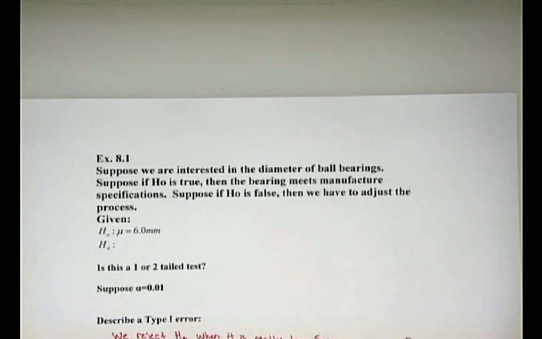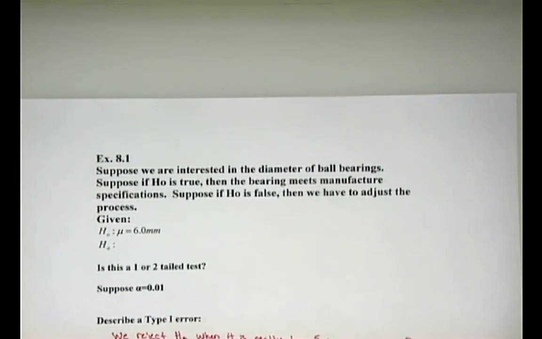Okay, so now you've skimmed through or read about hypothesis testing. So we're going to kind of dip our feet into hypothesis testing. And in this example, suppose we are interested in the diameter of ball bearings. Suppose if the null hypothesis, H0, is true, then the bearings meet manufacturer specifications. Suppose if H0, which is the null hypothesis, is false, then we have to adjust the process. Given that the null hypothesis says the mean is 6 millimeters, let's state the alternative hypothesis.